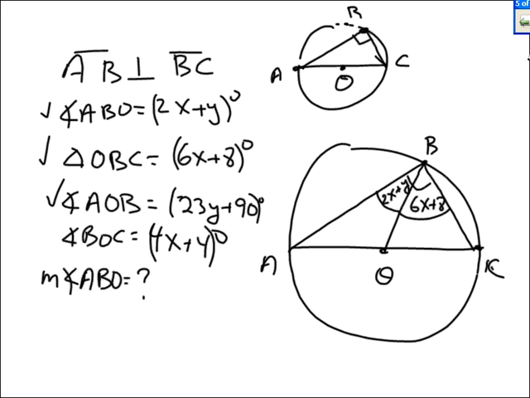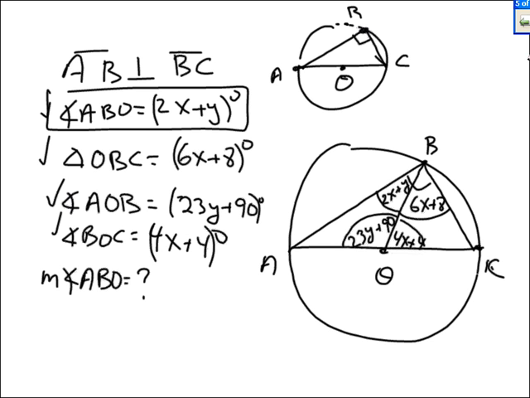And AOB is 23y plus 90. That's that angle, AOB. And BOC is this angle right here, which is 4x plus 4 degrees. And they want to know what ABO is. That is, they want to know what 2x plus y is.